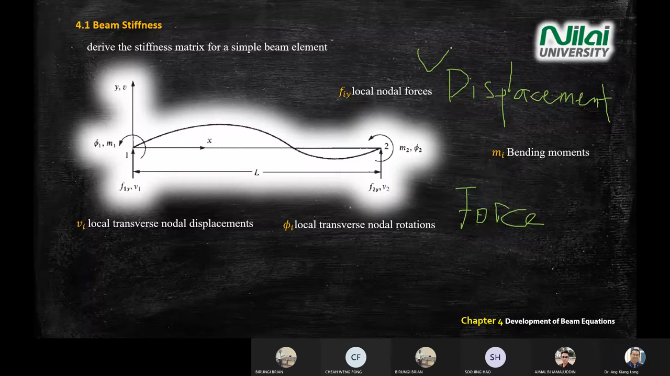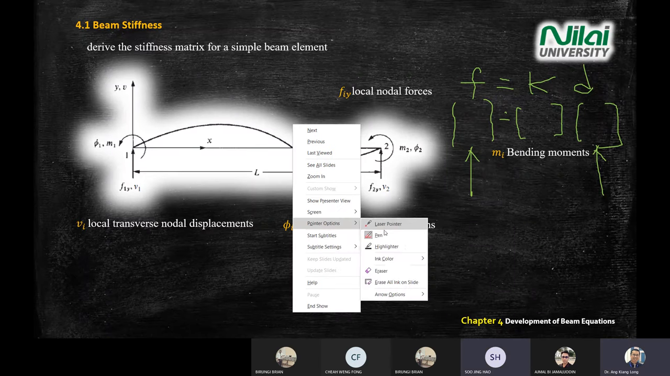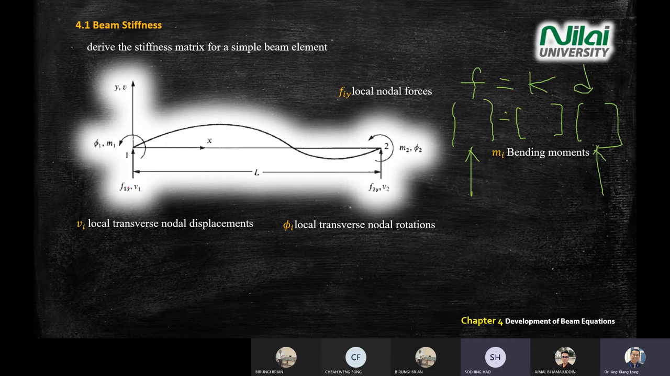Yes. So tell me how you put the numbers. For the first is F1Y and F2Y. Force, you put inside here. Okay, F1, F2. Then? The displacement is V1 angle 1, V2 angle 2. Then what about this one? The moment, where should you put the moment? Moment 1 is under the F1Y.